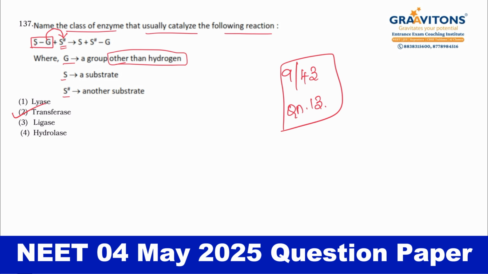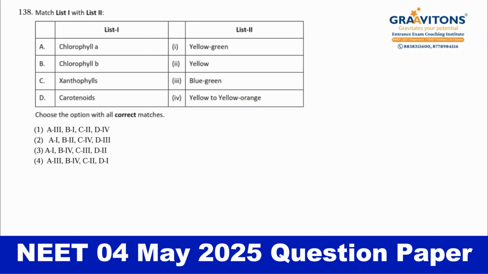Now moving on to the next question. Question number 138 is a match based question. In list 1, plant pigments are provided, and in list 2 we have to match their colors. So the first one, chlorophyll A, is blue green, chlorophyll B is yellow green, xanthophylls is yellow, and carotenoids is yellow to yellow orange. So the answer for this question is option 1.